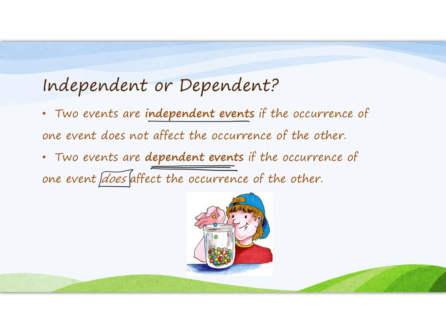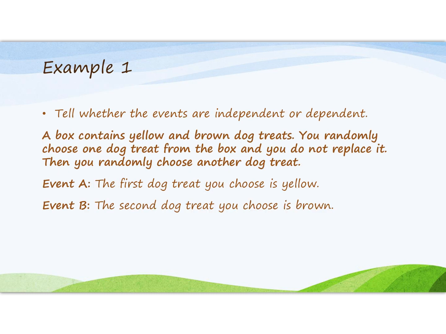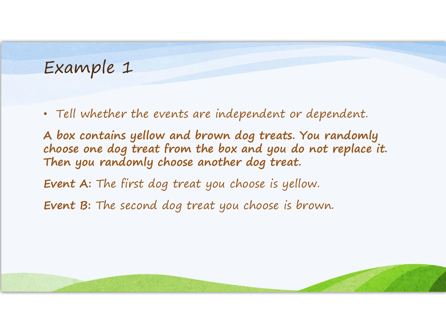In other words, the one event is dependent on what happens in the other. And it'll make more sense when we start giving you examples of it. So, for example, here are two events, and we want to know if they're independent or dependent. A box contains yellow and brown dog treats. You randomly choose one dog treat from the box, and you do not replace it. Then you randomly choose another dog treat. So event A is that the first dog treat you choose is yellow. Event B, the second dog treat you choose is brown. Now, are those independent or dependent?